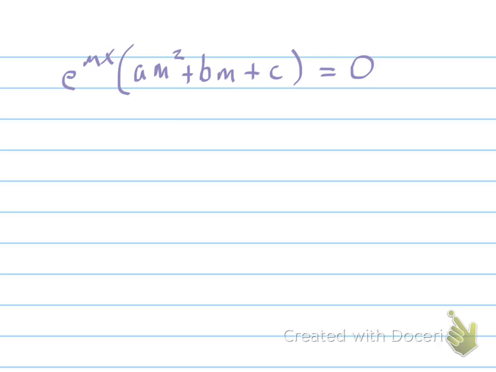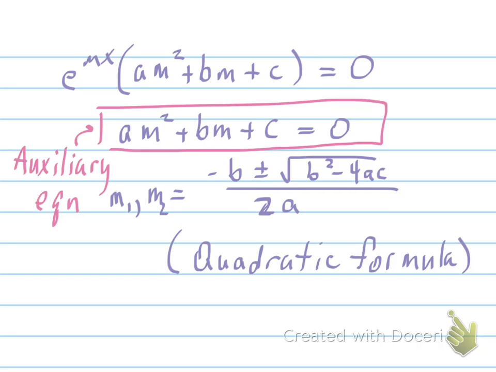E to the mx is non-zero. So we're left with this quadratic equation in m. Am squared plus bm plus c equals 0. And that is called the auxiliary equation. And of course, since it's a quadratic, we can always solve it, and we know exactly how to solve it. We have the quadratic formula.